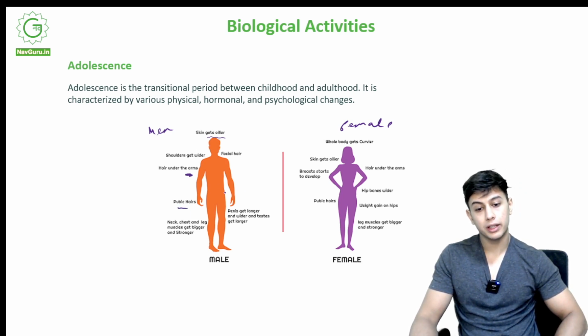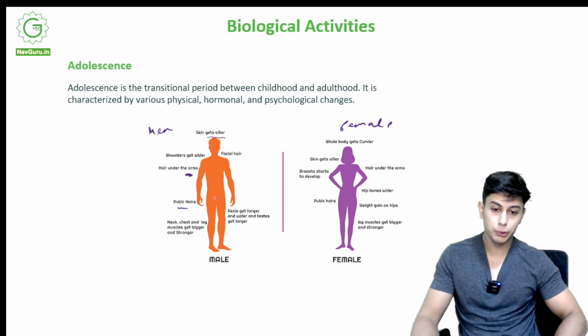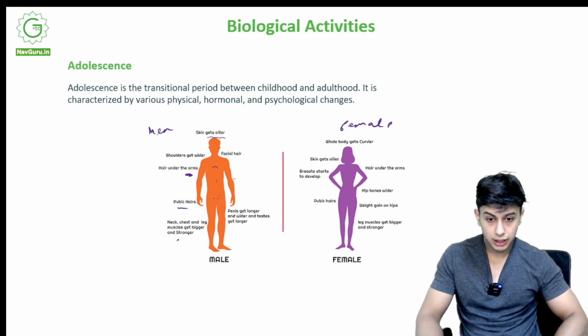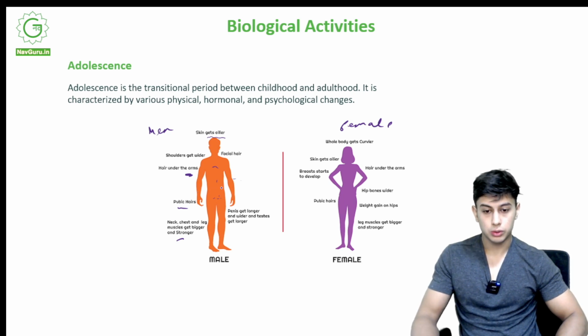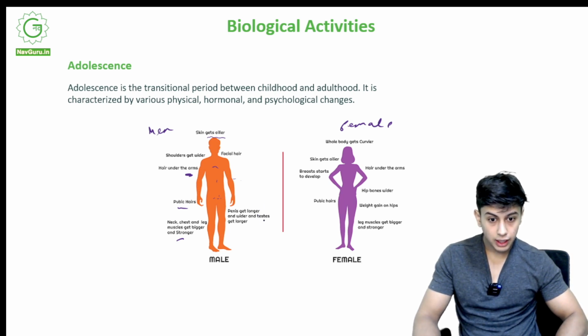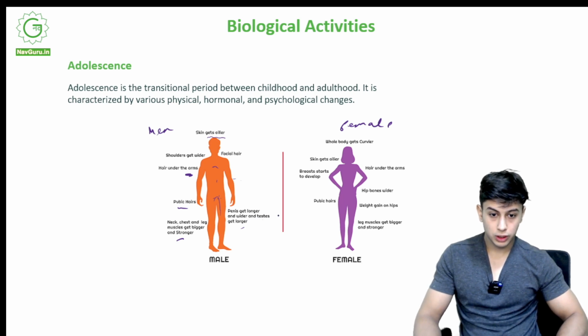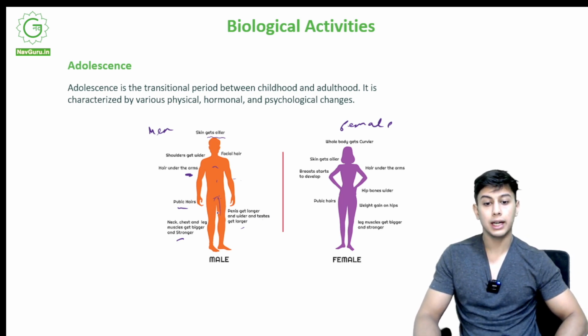They develop pubic hair near the reproductive organ, hair over the chest, hair over the abs, hair on their legs, hair on their arms. They develop more hair. Neck, chest, and leg muscles get bigger and stronger. They develop more testosterone and get bigger muscles. They become stronger. The penis gets longer and wider, the shoulders are wider, and the testes get larger.